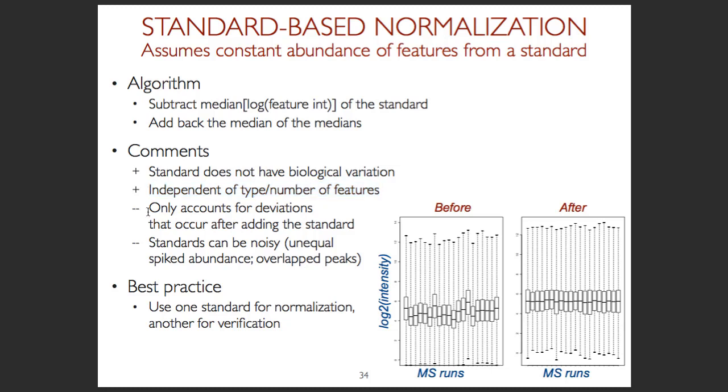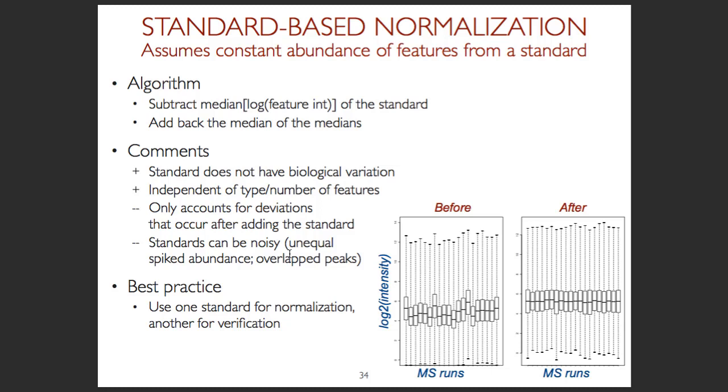The problems are that it only accounts for deviations that occur after we add the standard. So, for example, if some biases were created as part of sample storage, adding standards later will not really correct for that, right? And the standards themselves can be noisy. We can spike them accidentally in concentrations that are not equal. They can overlap with some endogenous peaks. So sometimes by normalizing with respect to some noisy standards, we can actually do worse than not normalizing at all.